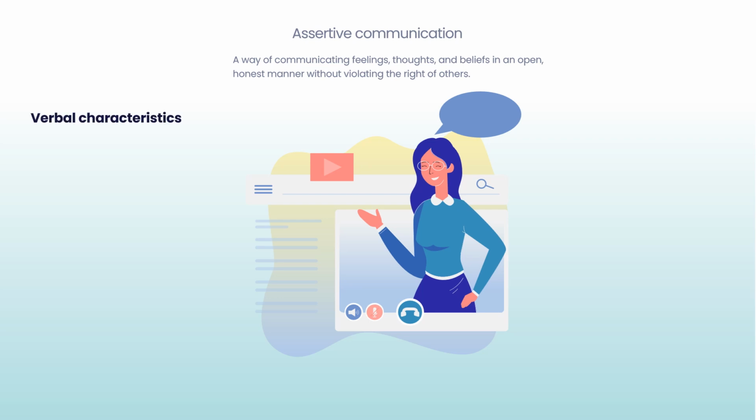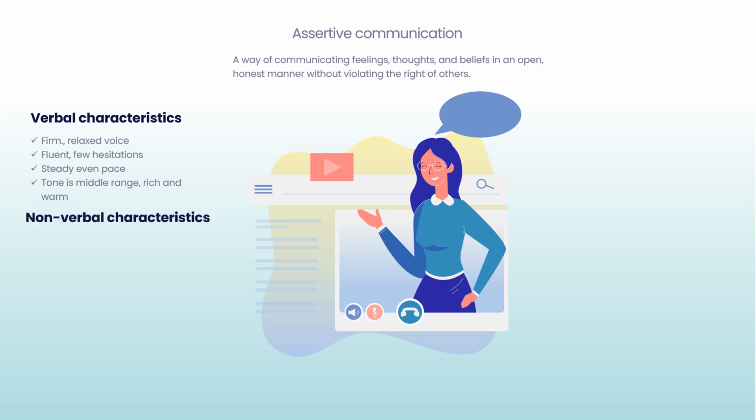Let's see some verbal characteristics of the assertive communication style. Be firm, relaxed voice, fluent, few hesitations, steady even pace, tone in the middle range, rich and warm. So you speak in such a way that you can't hurt people around you by the words coming from your mouth.